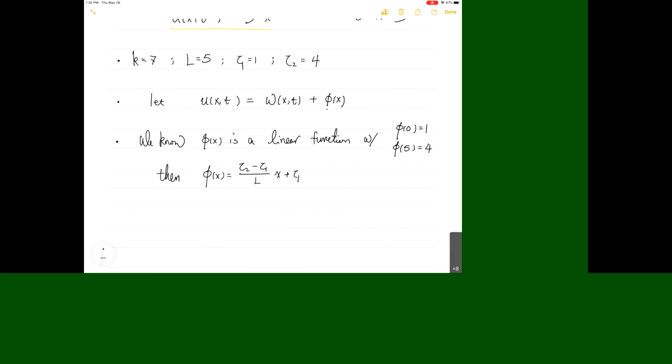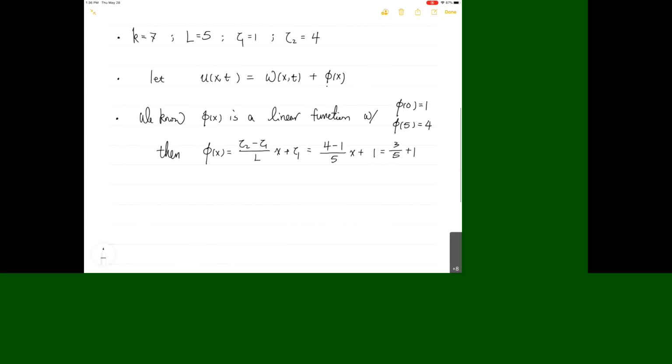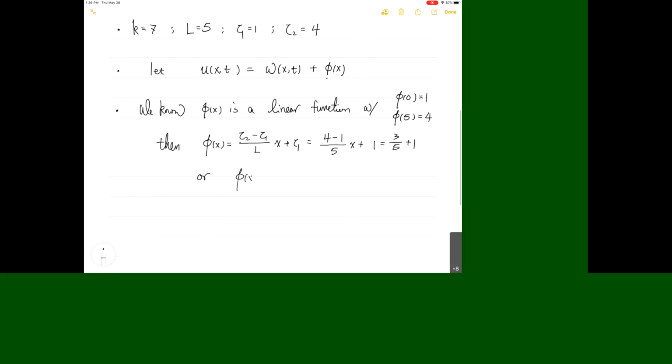So this is the linear function that satisfies the boundary conditions. We just need to plug in the specific parameters: tau 2 equals 4, tau 1 equals 1, L equals 5. So we just do some simple computation: 3 over 5 x plus 1. For phi of x, we just need the answer: 3 over 5 of x plus 1. So this is the linear function we're looking for.